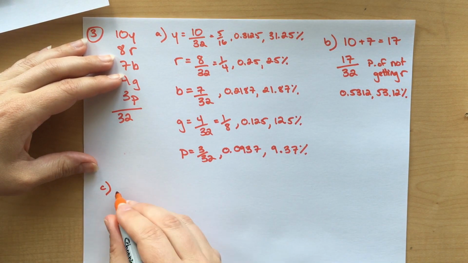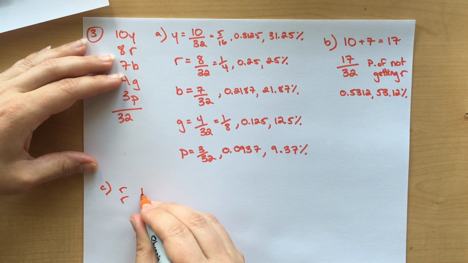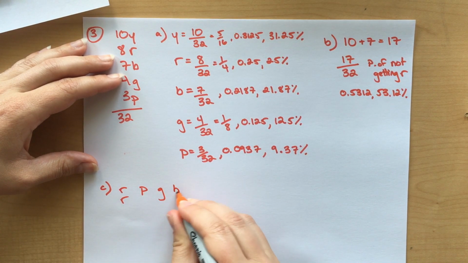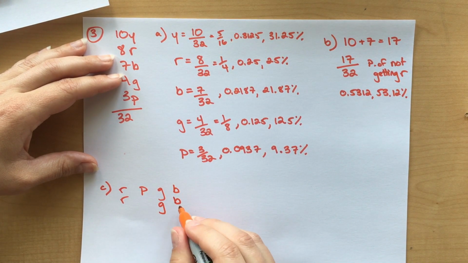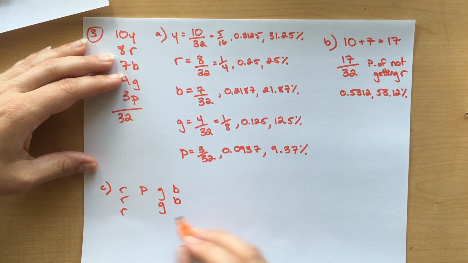Okay. C, in an experiment, a student picks out 10 marbles. Here are the results of what they've got. So red, red, purple, green, blue, they got another green, they got another blue, they got another red, they got another green, and they got another blue.